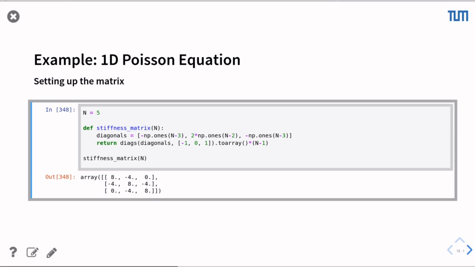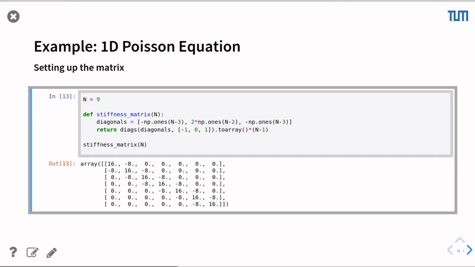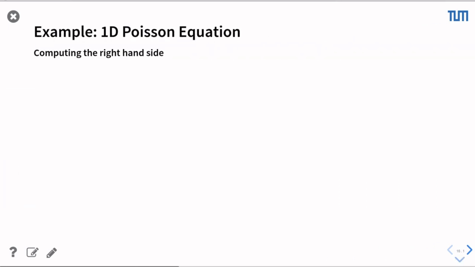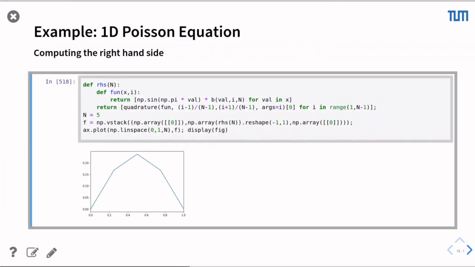and it just contains 2's on the diagonal, -1's on the off diagonals, as we computed, and then we have to multiply with 1 over h, which in this case is just n-1, and that gives us a stiffness matrix. Of course we can do this for larger n as well, and then we get a larger stiffness matrix and so on. So that's the first part of this. That's already quite simple. Now computing the right-hand side is not a whole lot more difficult.